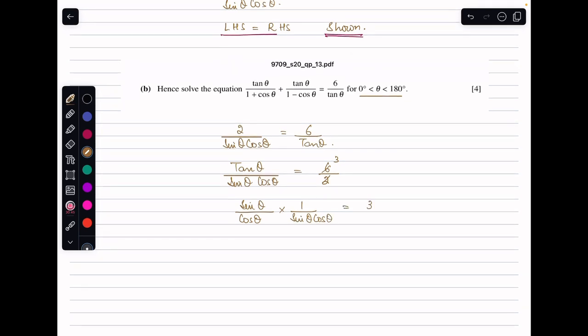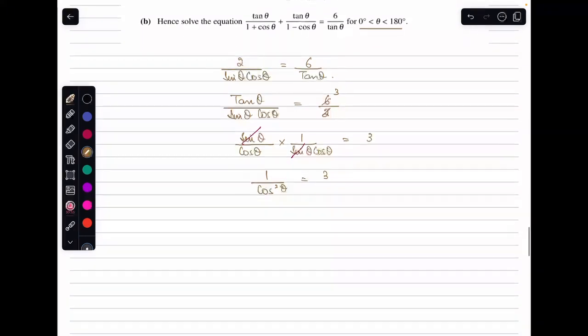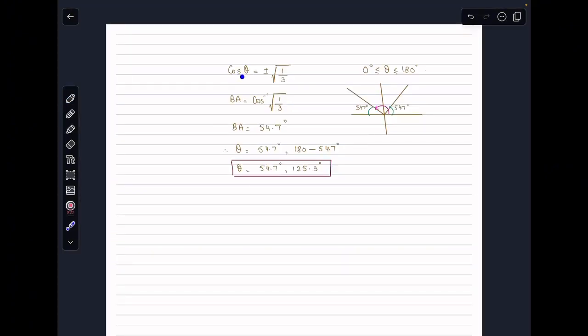The sine theta here gets simplified, and I can say that I am now left with 1 over cos square theta, which is equal to 3, or in other words, cos square theta is equal to 1 by 3, so cos theta then will be equal to plus minus square root of 1 by 3. Plus minus, because we know whenever we have to take the square root on both the sides, then we have to have a plus and a minus sign here.